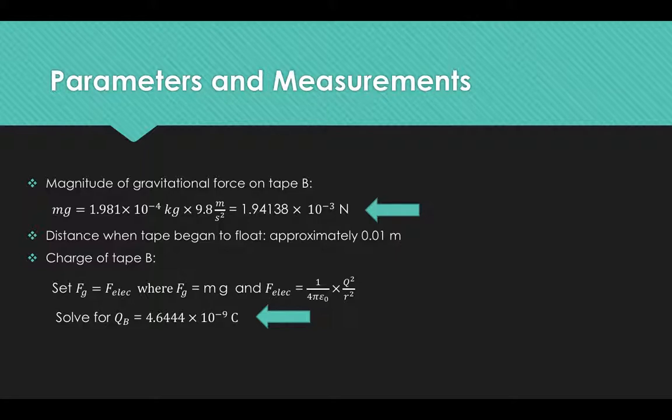Then I calculated the charge of tape B, setting the force of gravity equal to the electric force, where the force of gravity was mass times the gravitational constant, and the electric force is 1 over 4 pi epsilon naught times q squared over r squared. Plugging in appropriate values and solving for QB, I arrived at 4.644 times 10 to the negative 9 coulombs.